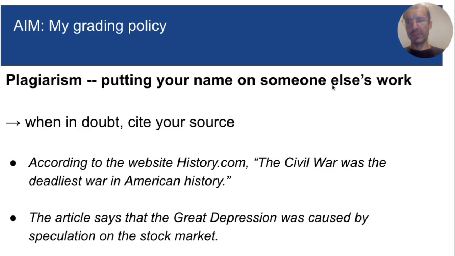Here's a really easy way to avoid plagiarism all the time. All you have to do is cite your source. You can always use information from another source in a perfectly legal way by citing it. So you can say, for example, according to the website history.com, the Civil War was the deadliest war in American history. You just cited the website.